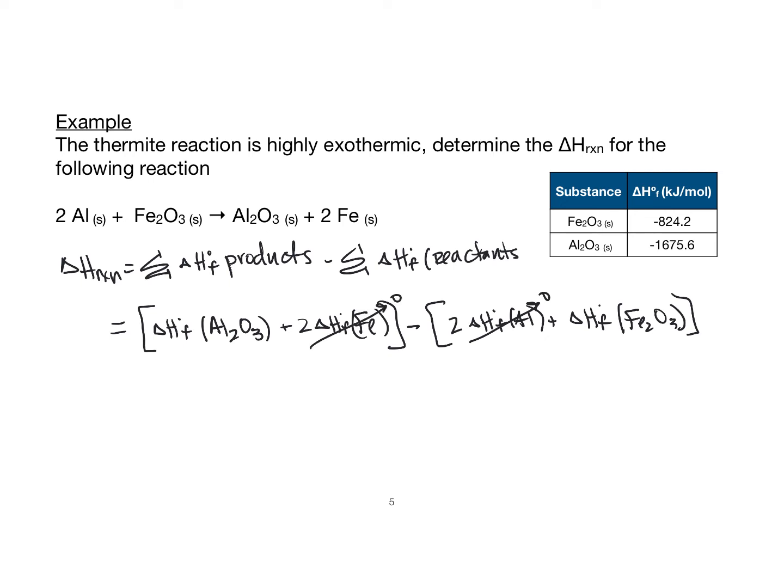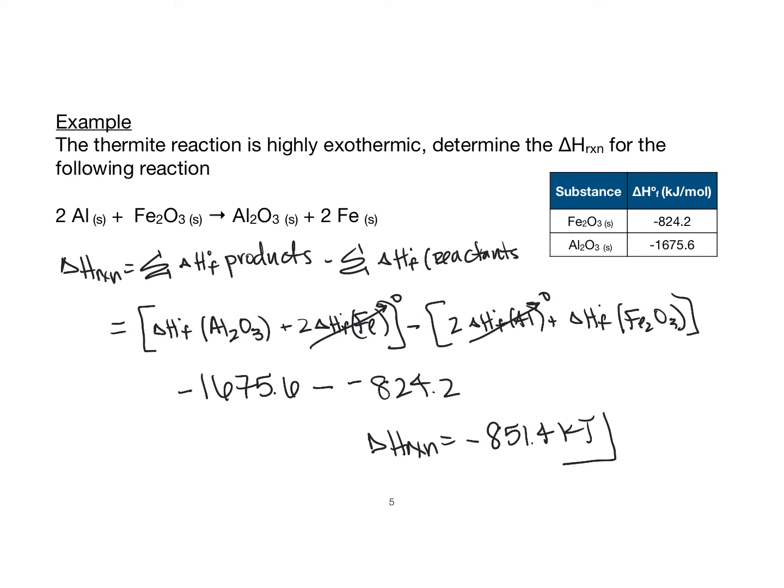So we are going to have the heat of formation for aluminum oxide, which is negative 1,675.6 minus negative 824.2. And subtracting a negative is just like adding. So delta H reaction is equal to negative 851.4 kilojoules. So make sure that you find the right state or other information.